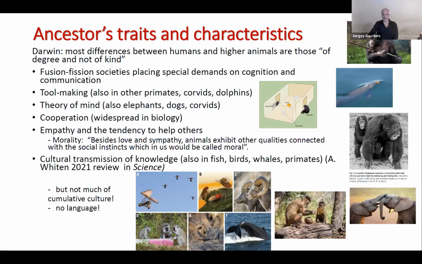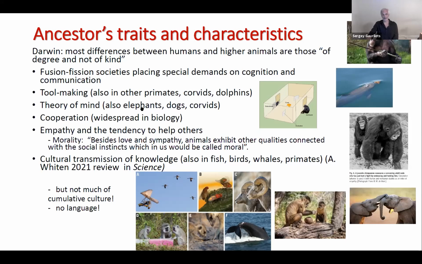We were involved in tool making, and tool making was also present in our ancestors. We had a theory of mind, that means that we understood that other individuals had their own understanding of what's going on around them. We cooperated, and cooperation is quite widespread in biology. We were characterized by empathy and the tendency to help others. And I have here a quote from Darwin: besides love and sympathy, animals exhibit other qualities connected with social instincts, which in us would be called moral.